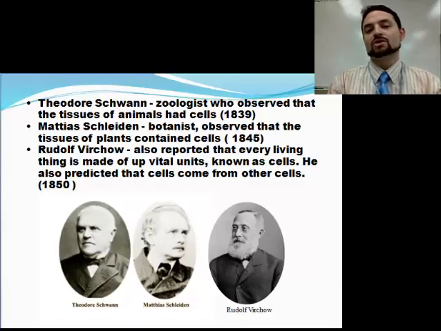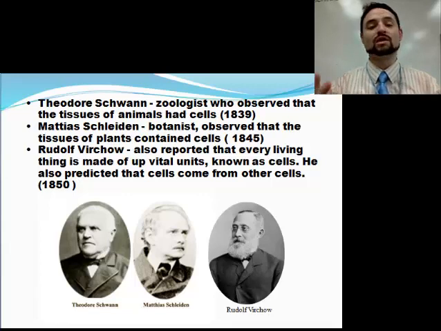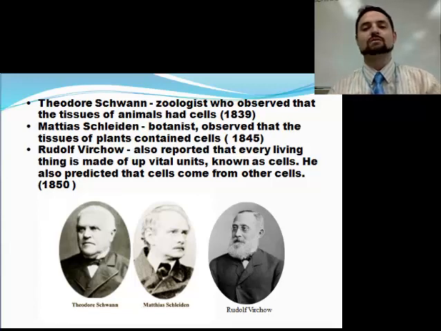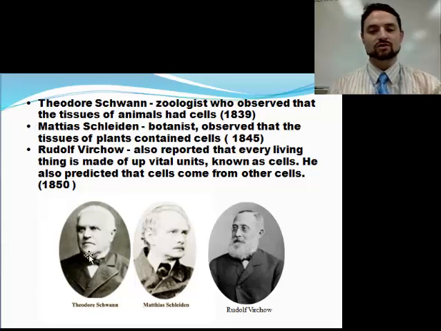The first thing to look at when we're talking about cells is what we call cell theory. Cell theory was put together really by three scientists. It was put together by more than that, but we fall back to three main scientific discoveries. The first you can see here in 1839 was Theodore Schwann, this gentleman right here. Theodore Schwann was a zoologist who observed that the tissues of animals had cells.